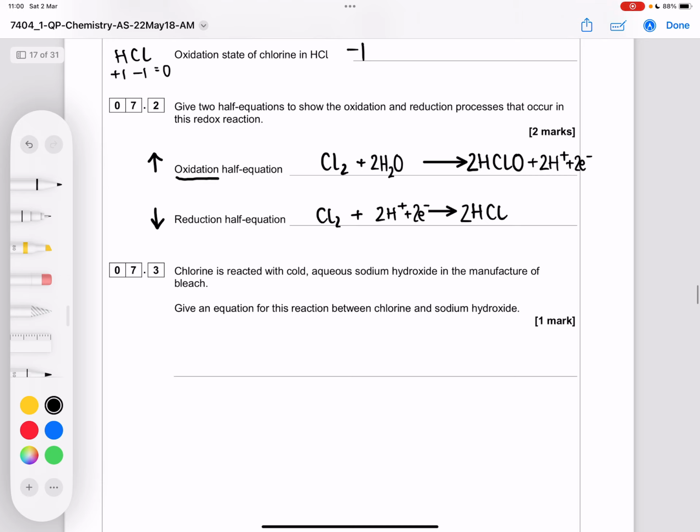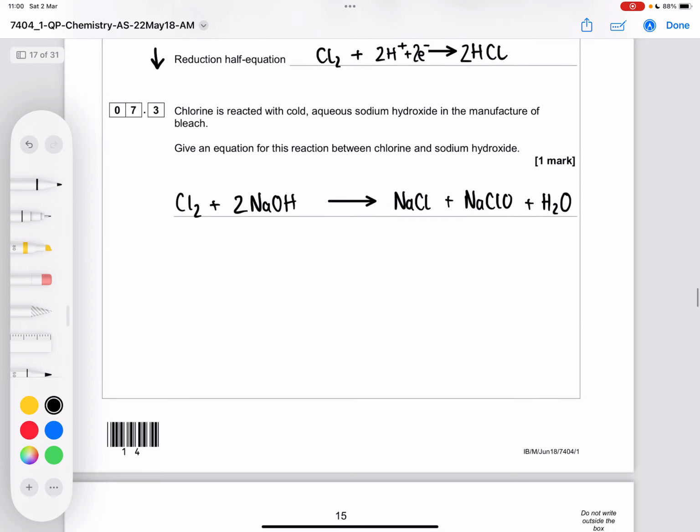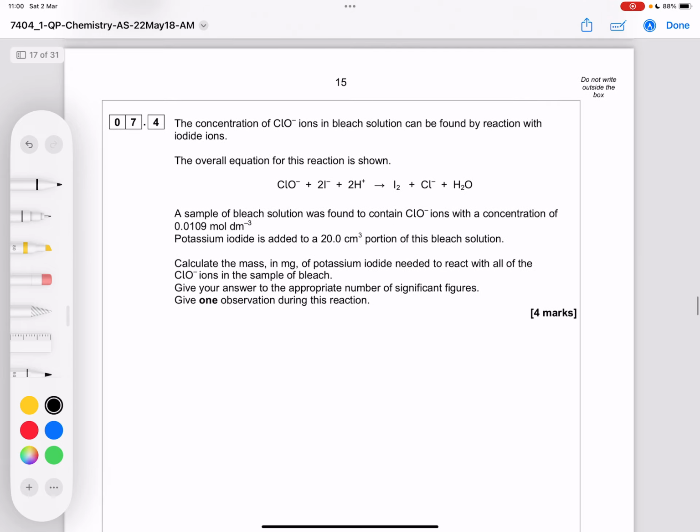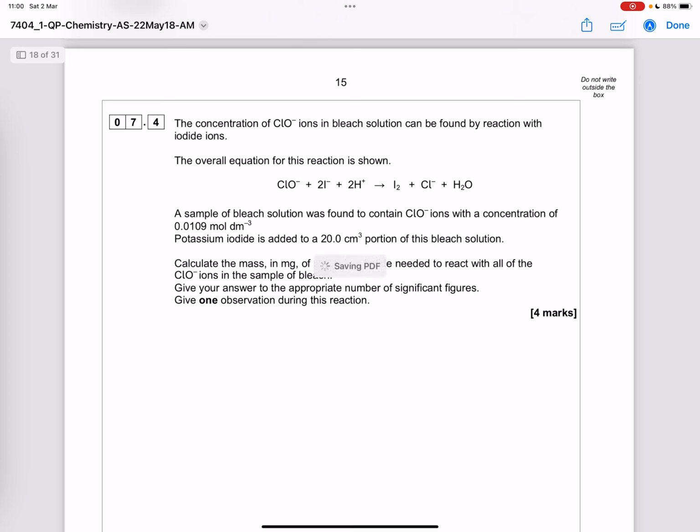The next question is just a memory thing. It says chlorine is reacted with sodium hydroxide. So it's a test of formula. You do need to know that it makes sodium chloride, sodium chlorate(I), and water. And then you need to balance that equation, and to balance that equation, you just need a 2 in front of sodium hydroxide.